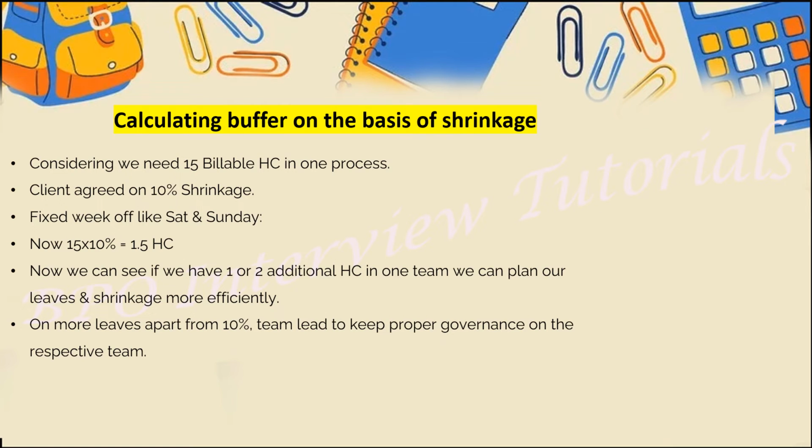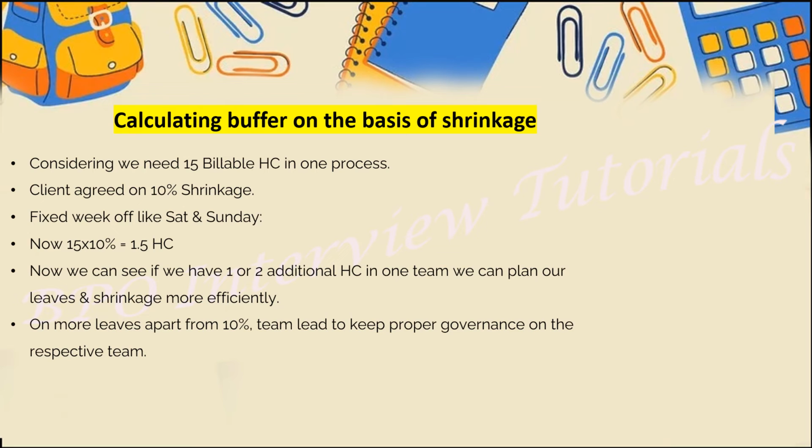Now with 10% shrinkage, 15 into 10% shrinkage, which means 1.5 HC might take a leave, which is equivalent to like 2 headcount, right? Now we have to see whether we require 1 or 2 HC in order to plan our day for the rest of the month or all the upcoming weeks. In this way we can calculate our buffer, guys. This is one way. On the basis of shrinkage you can plan your buffer.